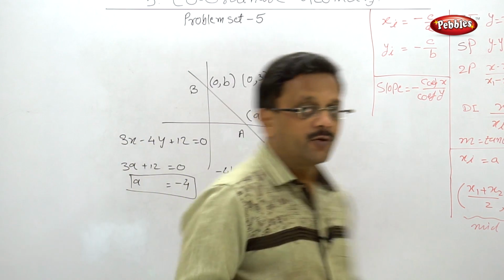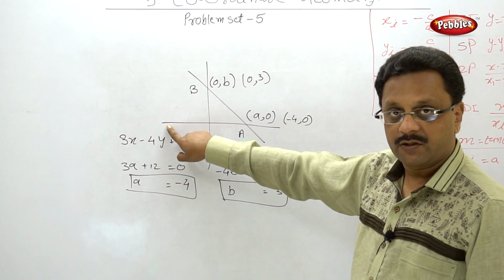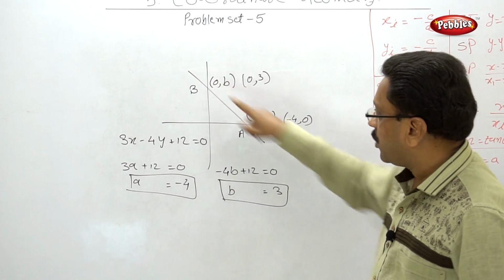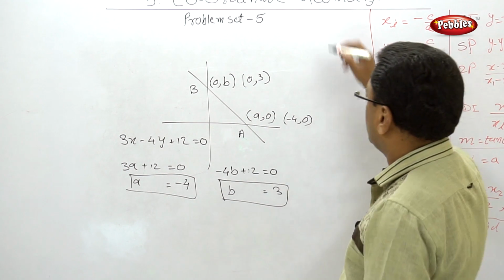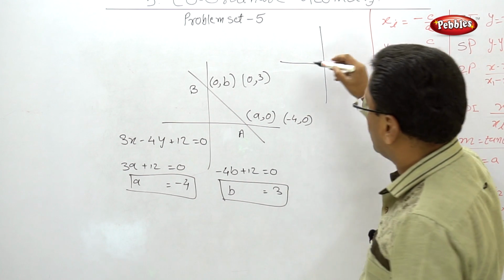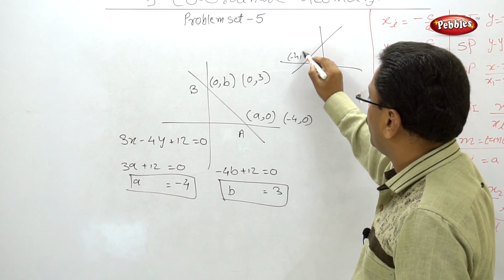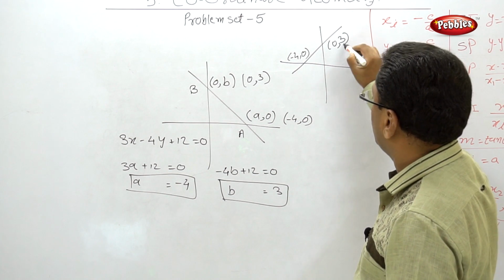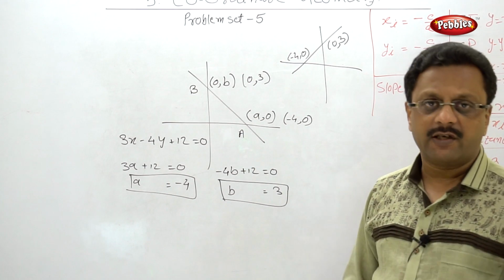Actually it is minus 4, 0. The line cannot be like this. The A point will lie here somewhere and B point is as it is. So the line is not intersecting the x-axis in a positive region, but this line is something like this, whereas A is minus 4, 0 and B is 0, 3. Okay, we consider this point for initially.